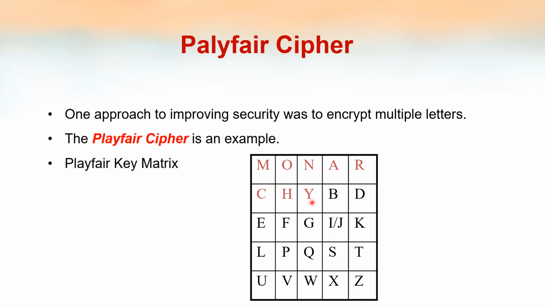So for example, after Y, A is already there, so B is written. Then C is already there. Then D, E, F, G, H, and I and J are written in one cell itself. Then K and till Z, the remaining letters are written. So this is the matrix.